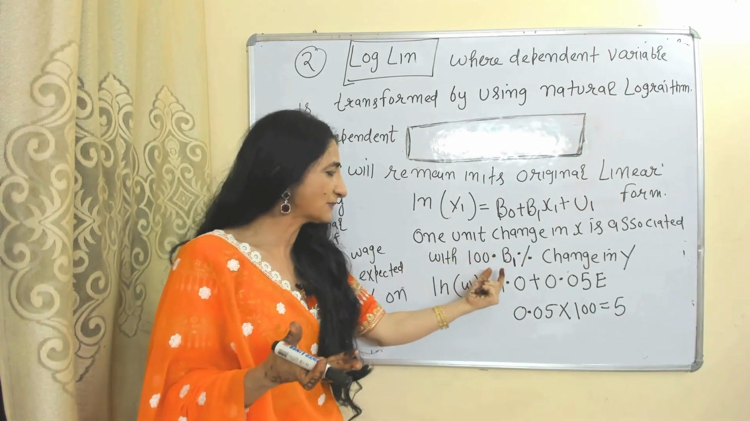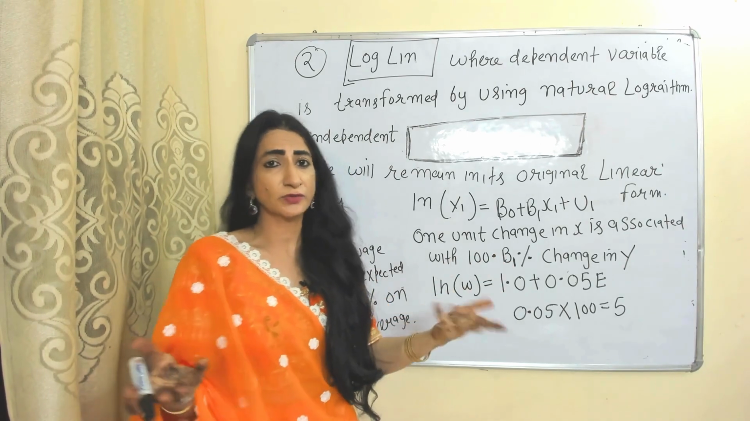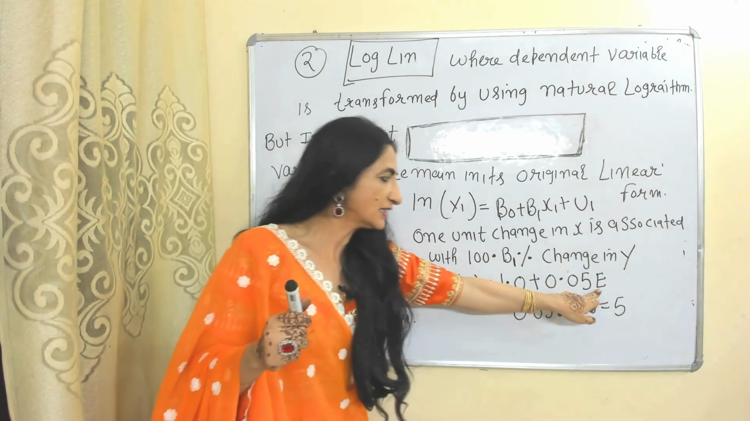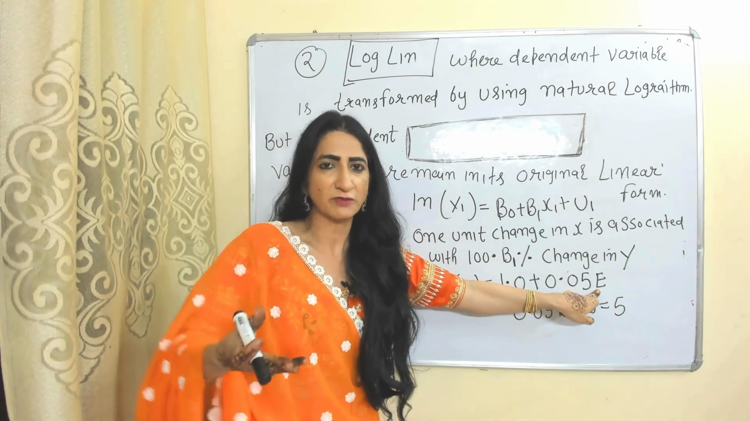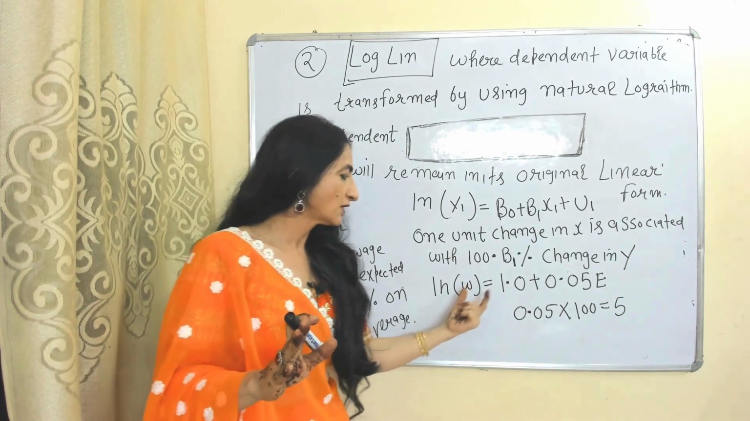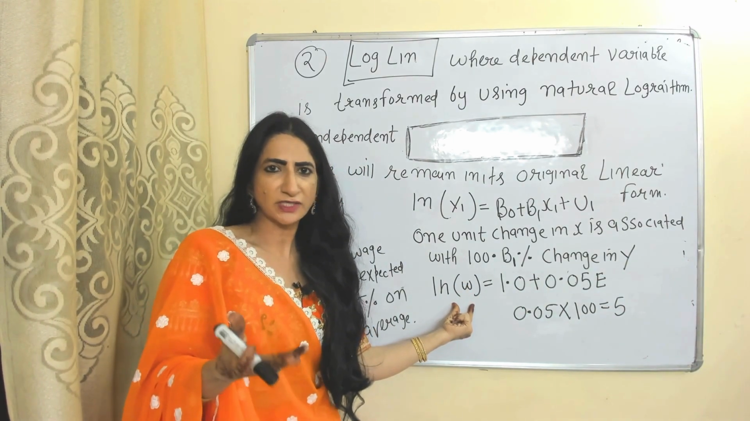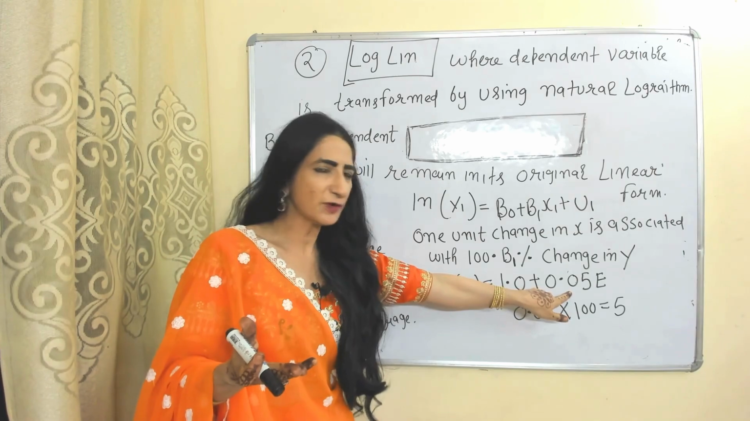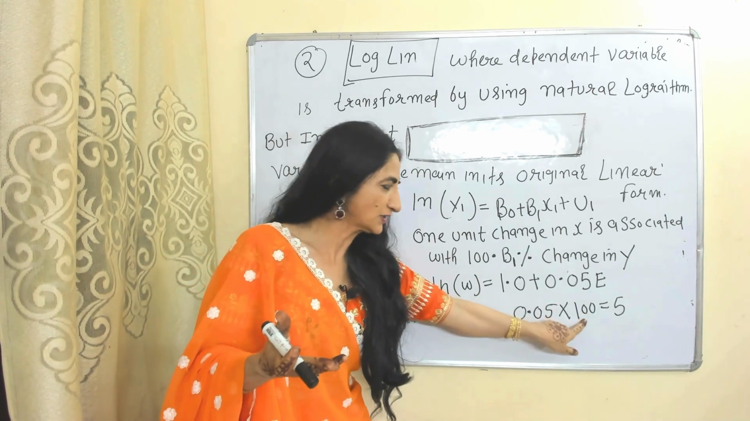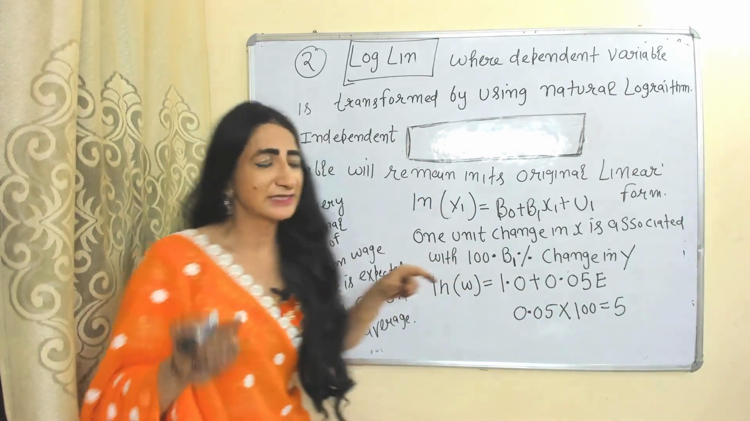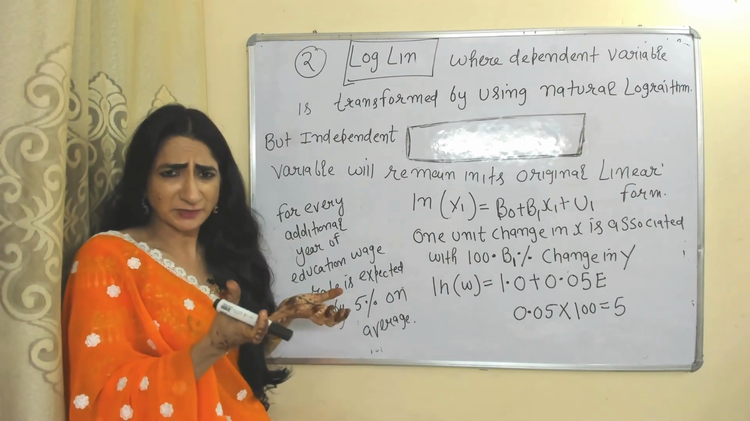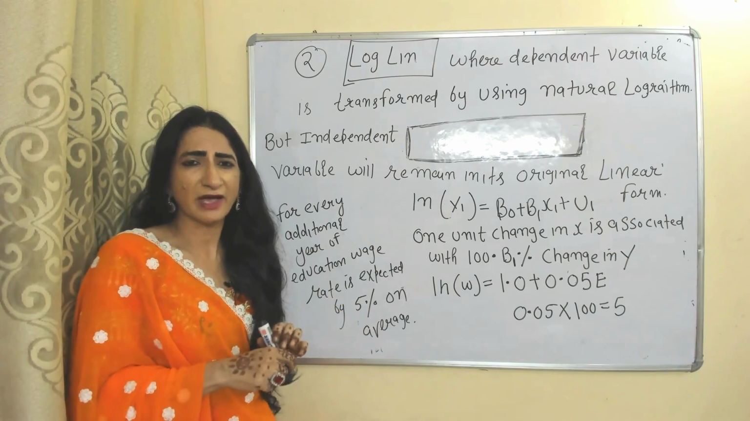Why do we multiply the coefficient by 100 in order to interpret the result? For example, the dependent variable is wage rate and the independent variable is number of years of education. We want to predict wage rate based on number of years of education. We transformed the dependent variable by using the natural logarithm. Here our coefficient value is 0.05. We multiply our coefficient by 100, it becomes equal to 5. That means for every additional year of education, the wage rate is expected to increase 5% on average.